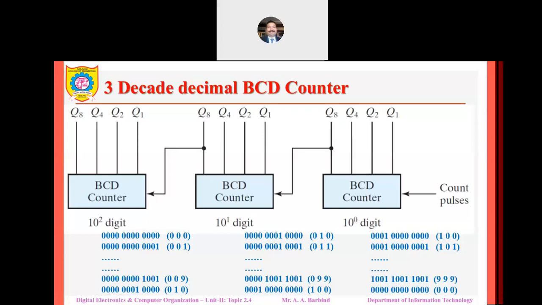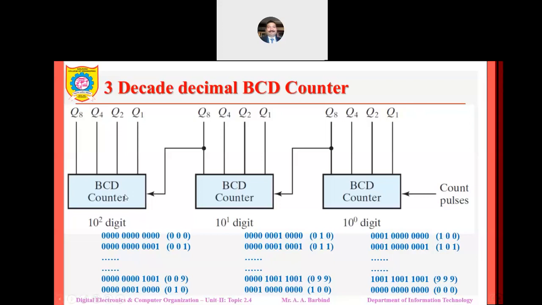to the required count. For example, here we are going to cascade three BCD counters so that we can display the numbers from 000, that is decimal 000, to decimal 999, that is 999, can be counted or displayed with the help of this particular three decade decimal BCD counter. So here in this case, the output of the first BCD counter is given as the clock input to the next BCD counter. Output of that, derived from the MSB output of the next BCD counter, is given as the clock input to the next BCD counter.